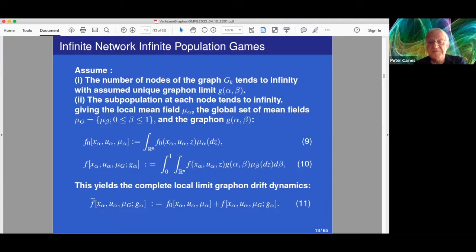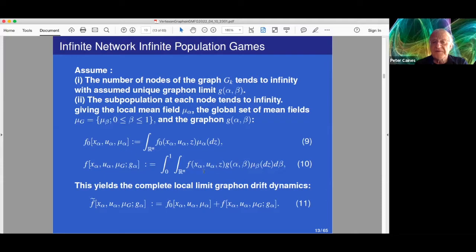And then we've got the drift term, which is given by the average over, now that we've gone to the limit, the graphon. This is our graphon function value at alpha, beta coordinates in the unit square. So hold alpha constant and average over all of the other nodes, with betas running from 0 to 1. At each node there is a measure, which we're assuming exists. This will be the local mean field, mu beta, at the beta-th node.